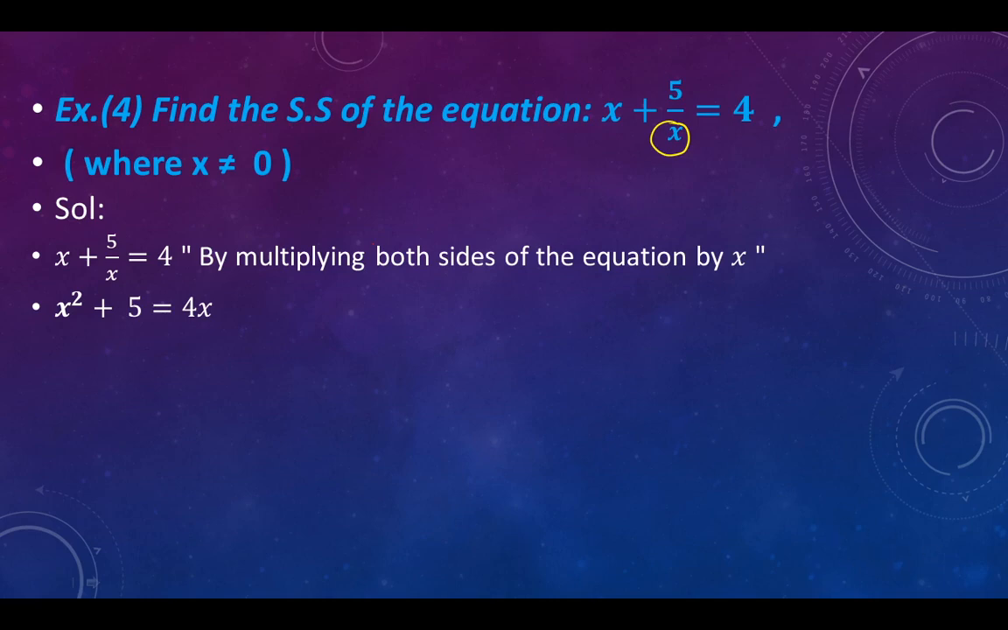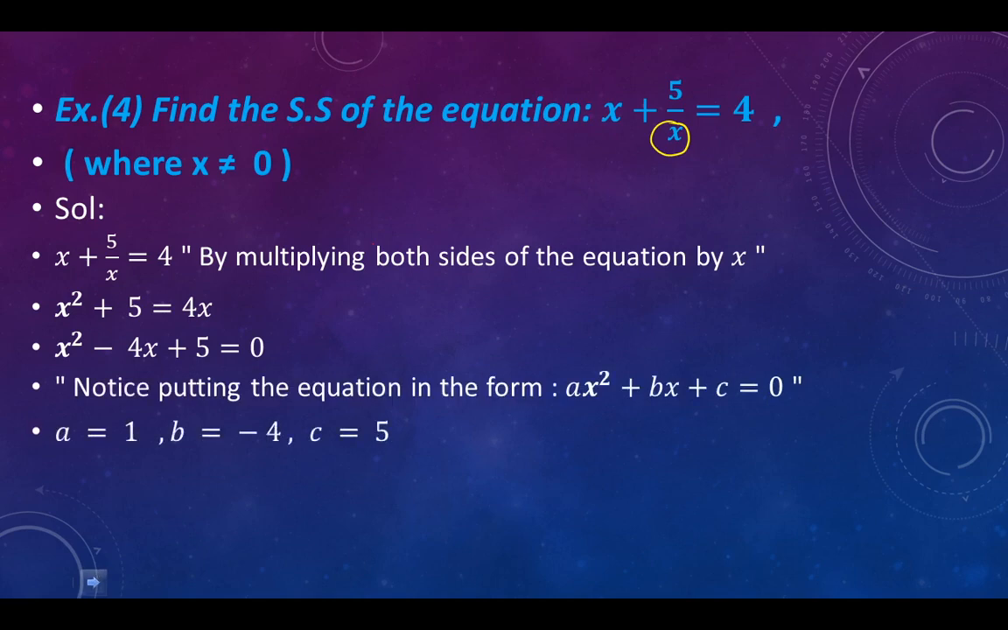Solution: x plus 5 over x equals 4, by multiplying both sides of the equation by x. So we have x times x equals x to the power of 2, 5 over x multiplied by x equals 5, 4 multiplied by x equals 4x. 4x will go to the other side: x to the power of 2 minus 4x plus 5 equals 0.